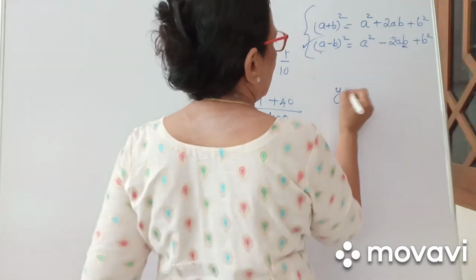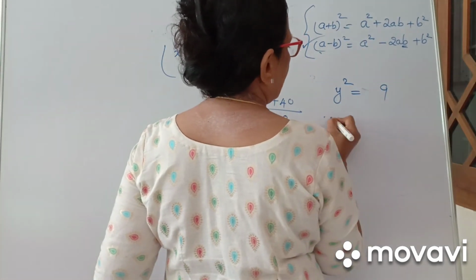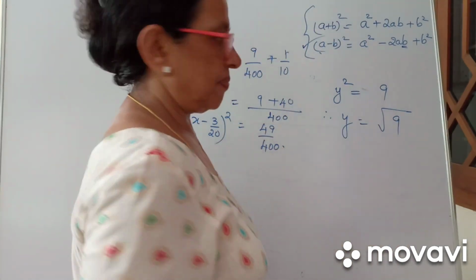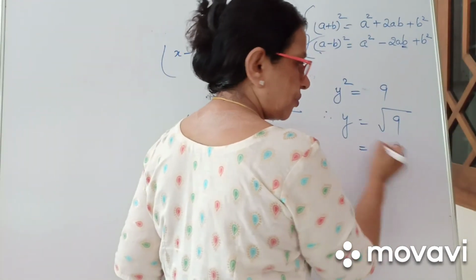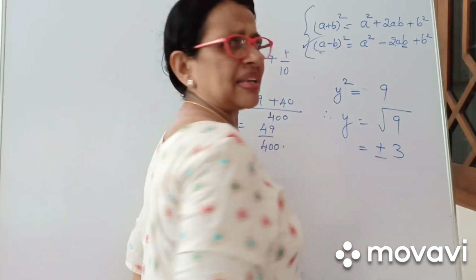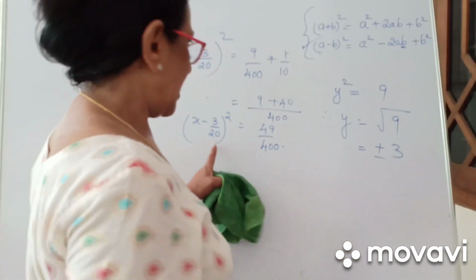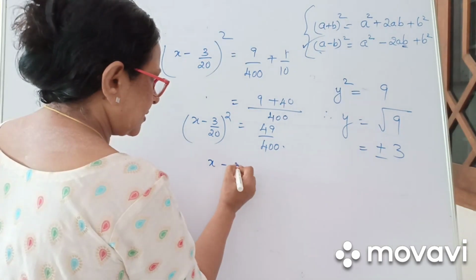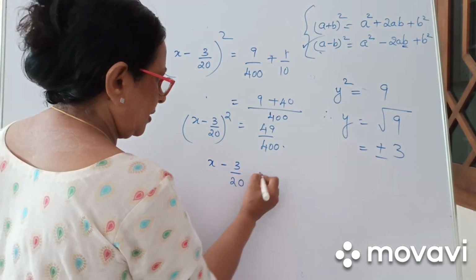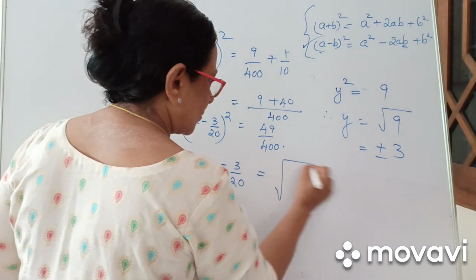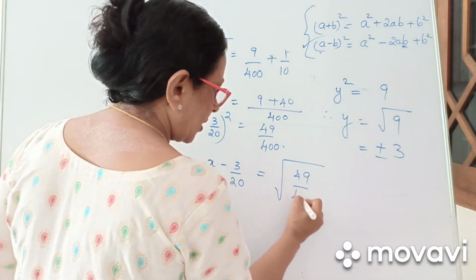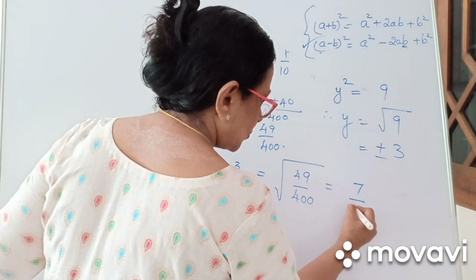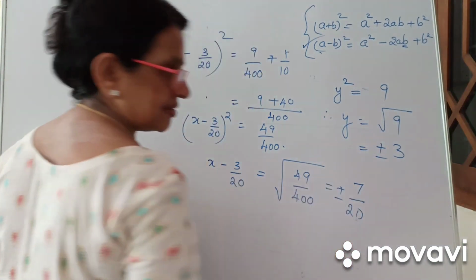എപ്പോഴെങ്കിലും നിങ്ങൾക്ക് ഇങ്ങനെ ഉണ്ടെങ്കിൽ y squared equal to 9, therefore y is equal to square root of 9 എഴുതുകയല്ലേ? Which is equal to വെറും 3 എഴുതുവോ? പ്ലസ് ഓർ മൈനസ് 3. സെയിം വേ ഇവിടെ കണ്ടോ, x minus 3 by 20 equal to square root of 49 by 400. ഇതിന്റെ സ്ക്വയർ റൂട്ട് എത്ര? 49ന്റെ 7ഉം 20 പ്ലസ് ഓർ മൈനസ്.